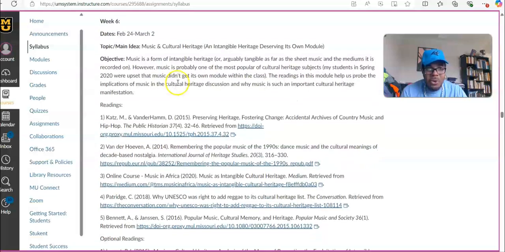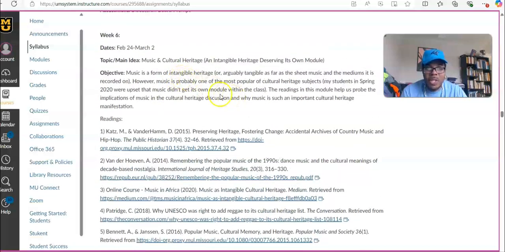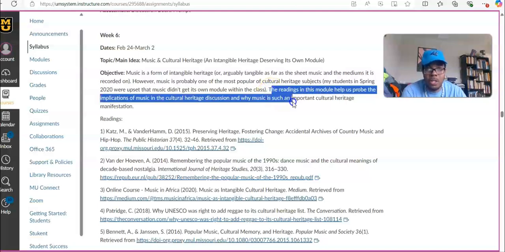Music. So music is a form of intangible heritage, or arguably tangible as far as the sheet music and the mediums that it's recorded on. However, music is probably one of the most popular cultural heritage subjects. My students in spring 2020, the first year I taught, were upset that they didn't get a musical heritage module. So I did add one starting in 2021.